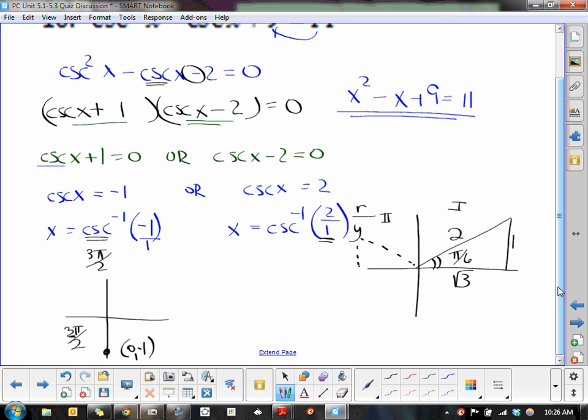So one of our angles that satisfies our equation is pi over 6. The other one is sitting over here in the second quadrant, which is 5 pi over 6. So our solution set then becomes pi over 6, 5 pi over 6, and 3 pi halves.